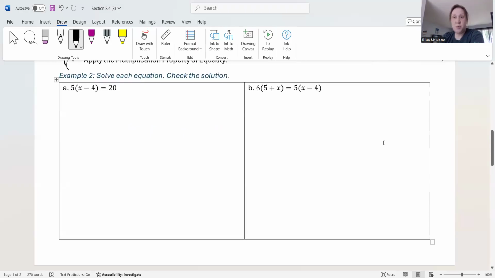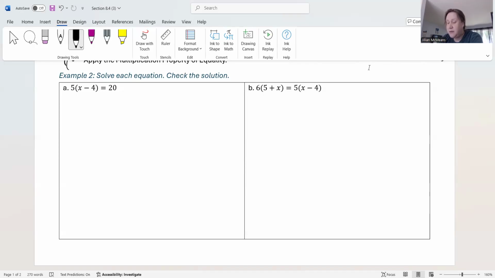So let's look at two pretty straightforward examples. Our goal in this class is not to go super, super deep in the algebra. Our goal is to give you enough algebra so that you can go into the classes that are coming your way, okay? So we want to build a pretty basic foundation here. So for example 2, it says solve each equation and check the solution. We'll definitely check the solution for part A. Depending on the length of the video, we may or may not check the solution for part B, okay?